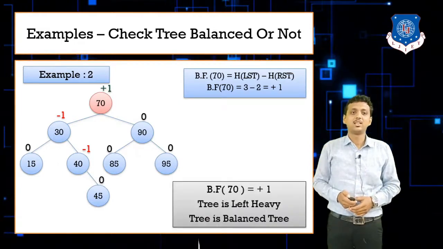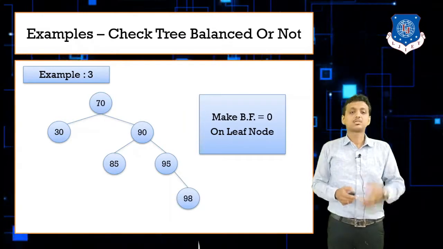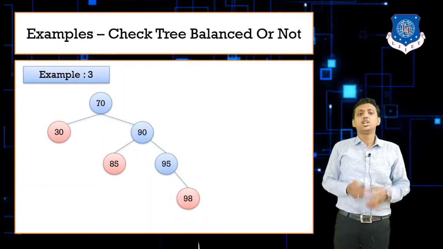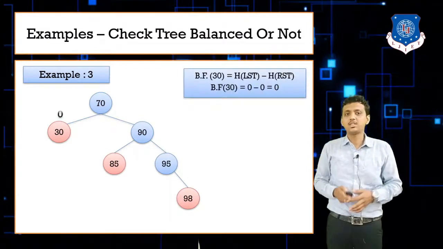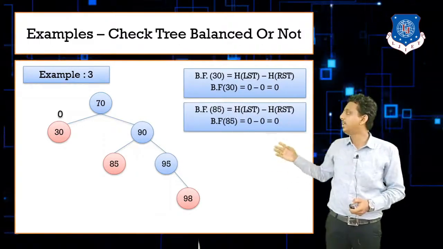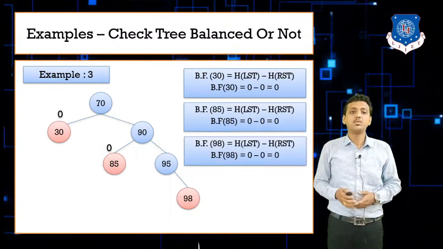Fine. Now again, the next example number 3. Let's start with 30, 85 and 98. All three nodes are known as leaf nodes, so the balancing factor is 0. I'm writing down the leaf nodes: balancing factor 0 at 30, then 85, and then 98. Okay, now let's move further.